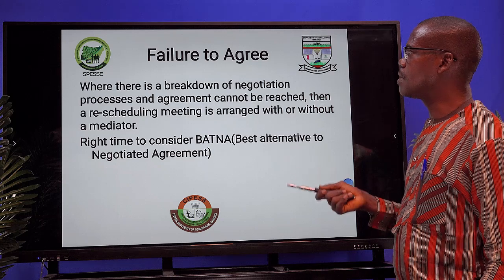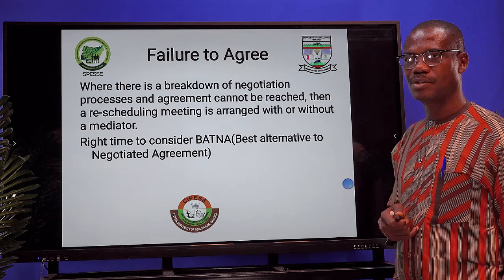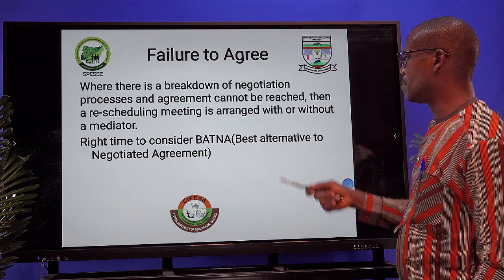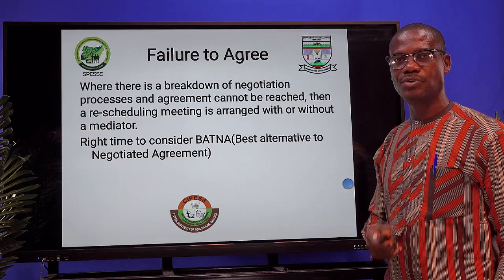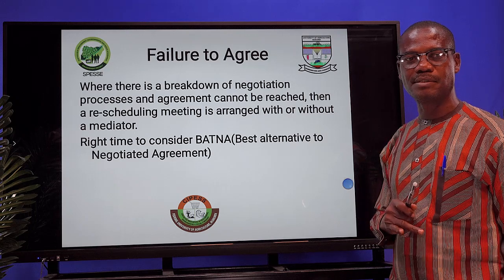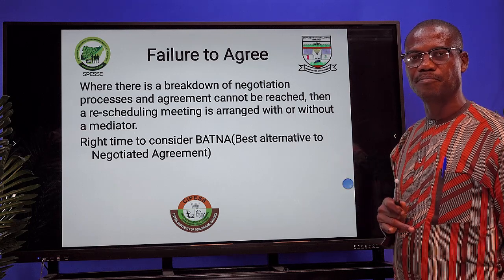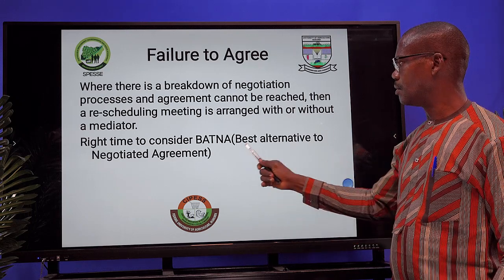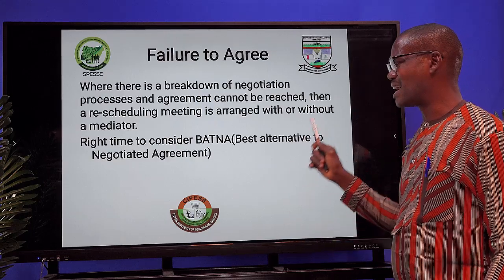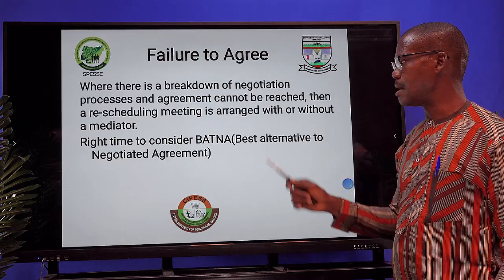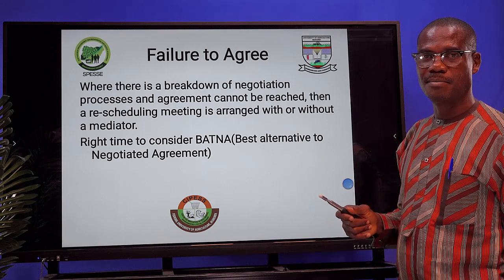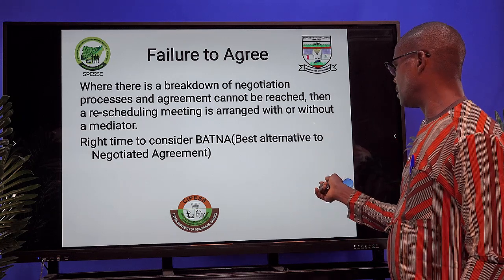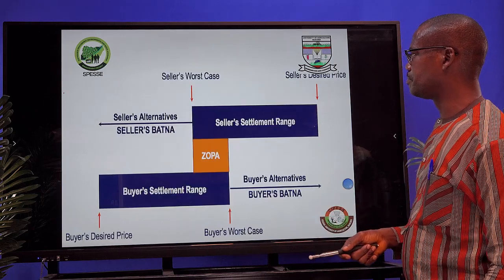But in a situation where there is a failure in agreement, what do you do? You resort to a BATNA. That's the best alternative to a negotiated agreement. So you don't just abandon the whole process in its entirety. So what do you do? You enter into the best alternative to a negotiated agreement. That could be political. It can be any form of alternatives. But that alternative must be there and must be considered.